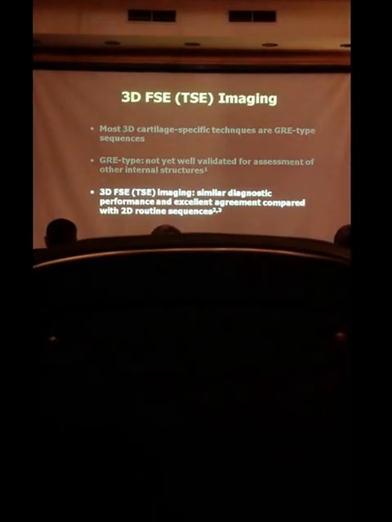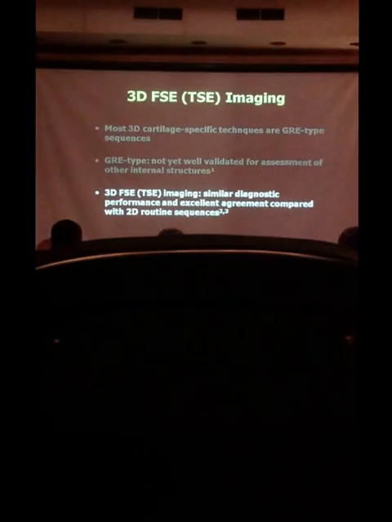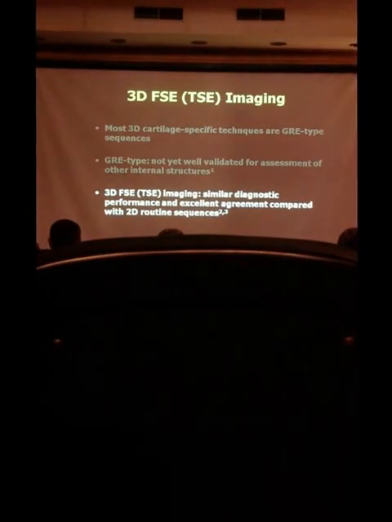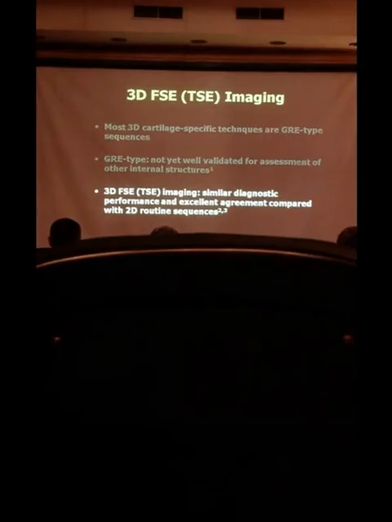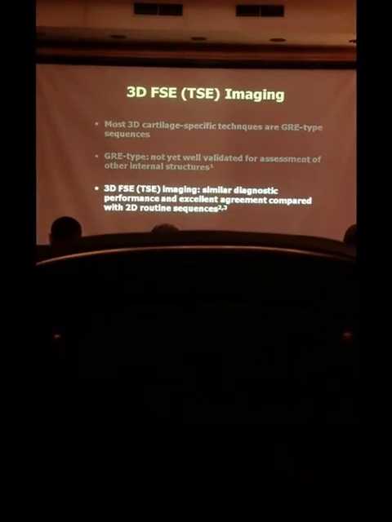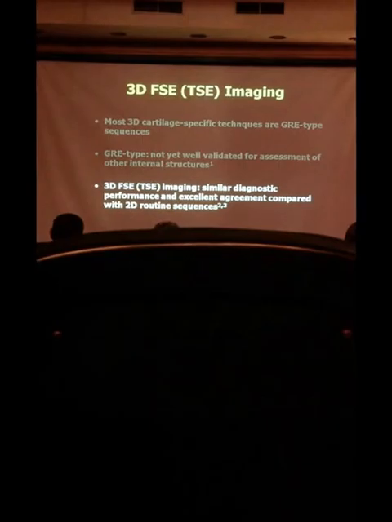So the advantage of the three-dimensional fast spin echo technique is that it has spin echo contrast. So we can evaluate not only cartilage, but also all other joint tissues, including the meniscus, ligaments, subchondral bone, etc. And it's a 3D, volumetric acquisition, and we avoid a lot of partial volume effect. It was shown in the literature to have similar diagnostic performance and excellent agreement when compared to routine sequences. So I'll show you what it is.